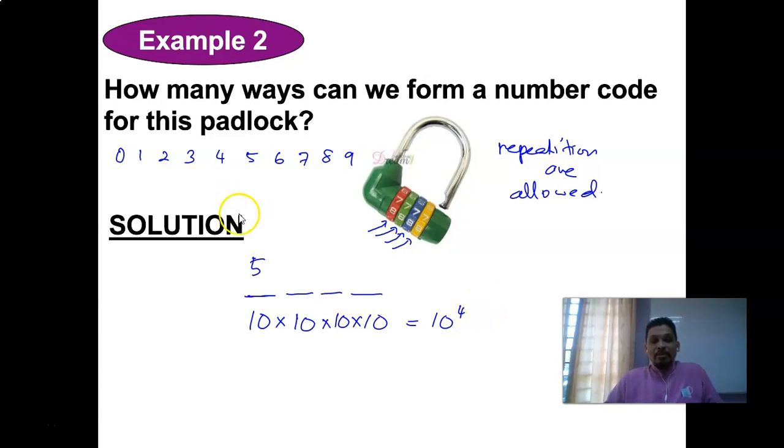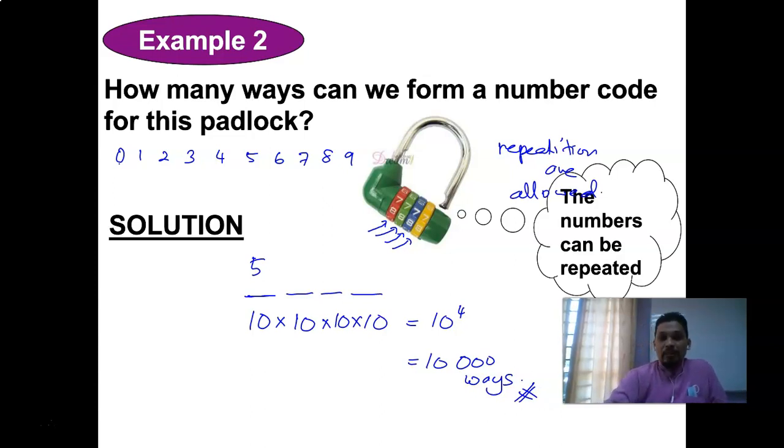Okay. So for the first place, any number from 0 until 9, there are 10 selections of numbers. So if I choose 5 out of 10 here, there are 10 selections. Then if I choose 5 again or any number, there are 10 selections because there are 10 numbers here. 0, 1, 2, 3, 4, 5, 6, 7, 8, 9. So again, repeat again and again. So we come up with 10 to the power of 4 equal to 10,000 ways. All the numbers can be repeated.